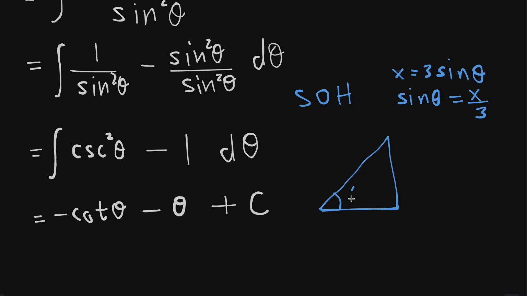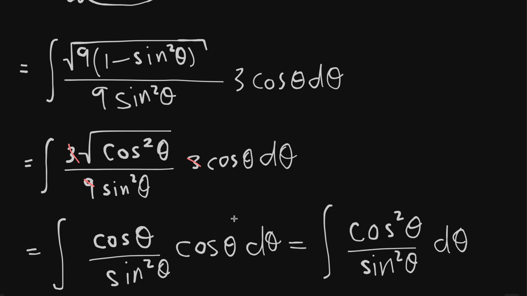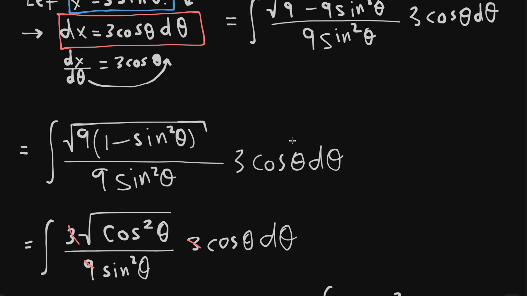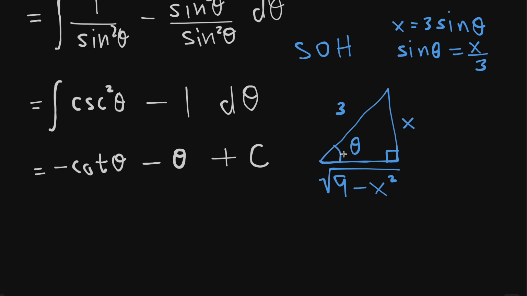So if this is theta right here, and this is our right angle, then the opposite is here, which means we put an x there. And the hypotenuse is here, which means we put a 3 here. And then using the Pythagorean theorem, we can solve for the remaining side, which would be square root of 9 minus x squared. And it's no coincidence that this was actually in our original integral. If you look back, you'll see that in the numerator we had the square root of 9 minus x squared. This will happen very often on your triangle at the end.